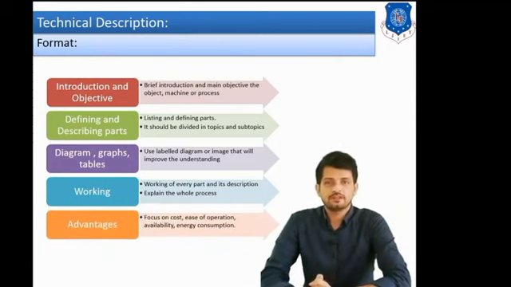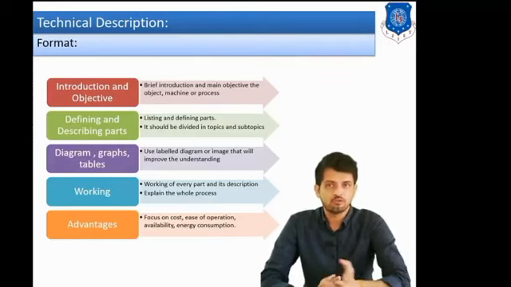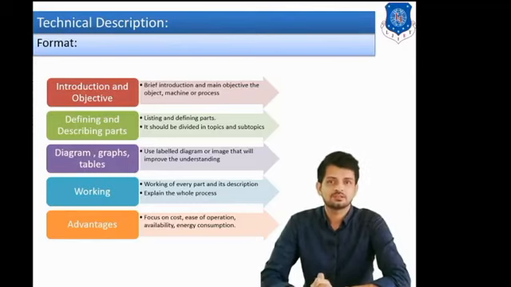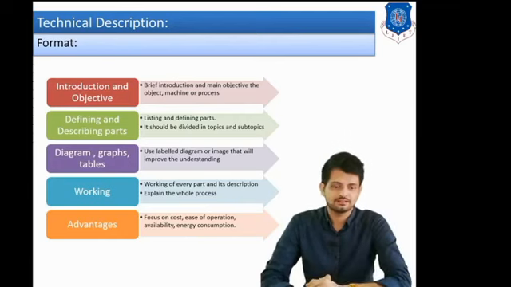Okay, after that you have to write the advantages. Now whenever you are writing advantages, you have to focus on cost. Okay, you have to focus on ease of operation, how that particular process is easy, then is it available or not, then you have to also take care about the energy consumption. So these are some aspects that we have to keep in mind while writing the advantages.